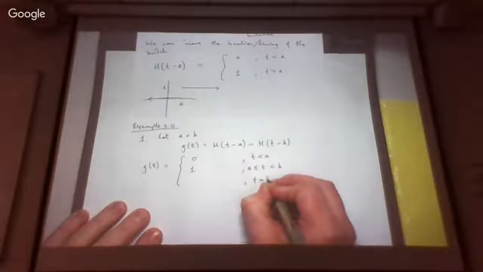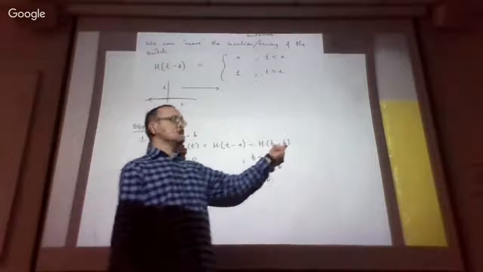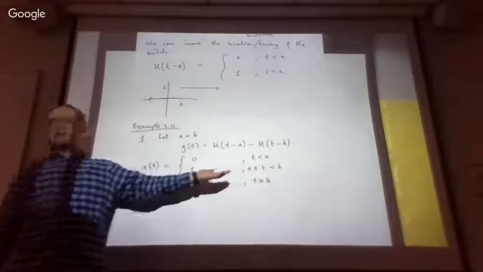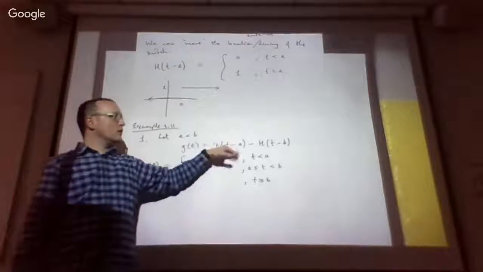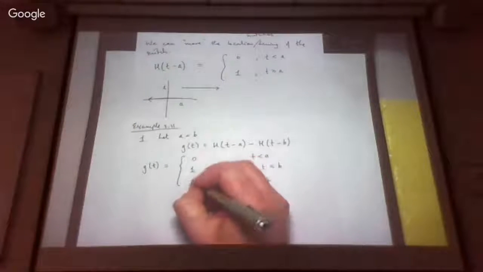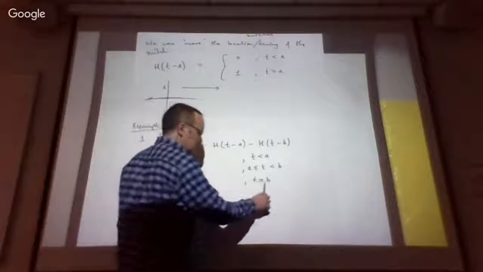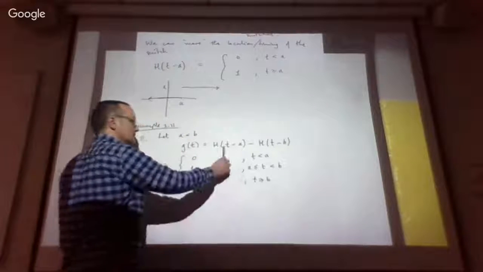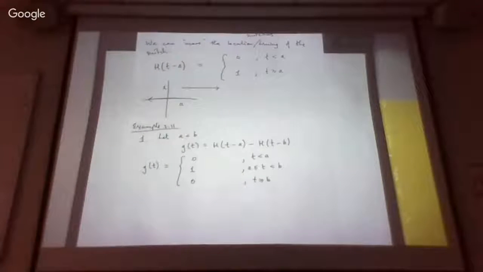But then once you go past b, both arguments, t minus a and t minus b, are positive. Both Heavisides are switched on. Minus 1, so you're back to 0 again. And you stay at that value forevermore, because nothing else is going to happen. For every larger value of t, these two Heavisides are still taking the value 1 each, so when you subtract them, you'll always have 0.